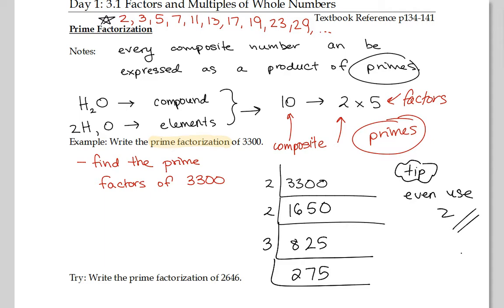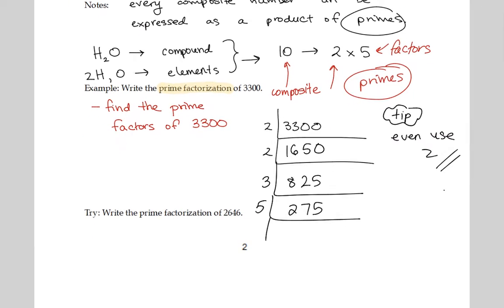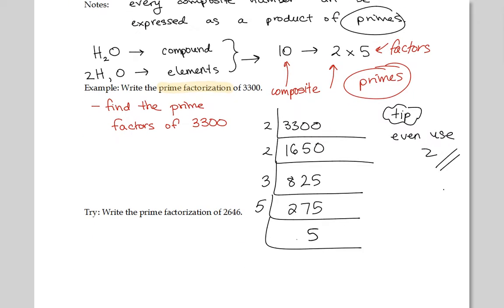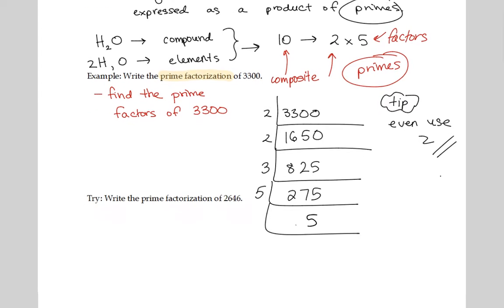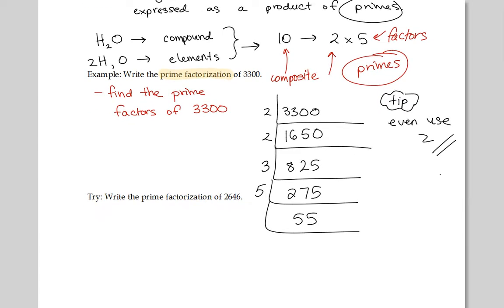Does it divide by 5? Without even checking, how do you know it divides by 5? Because it ends in a 5 or a 0. So let's try 5 and see what we get. 55. I know that one. What's the times table that gets you to 55? 5 times 11, right? So I'll finish off with 5, and then I'm left with 11.